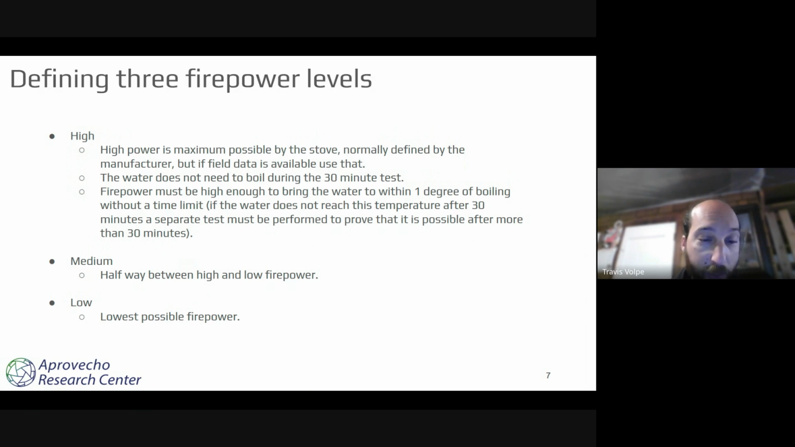Medium power will be approximately halfway between high power and low firepower, and low will be the lowest possible firepower that the stove can produce. So again, if there is an air adjustment or a firepower level adjuster on the stove of some sort, the lowest possible would be used for low power here.